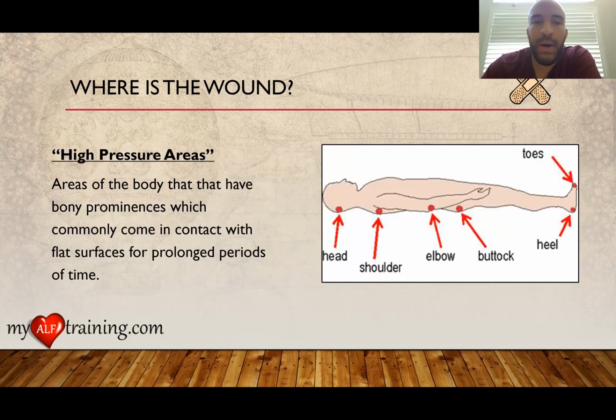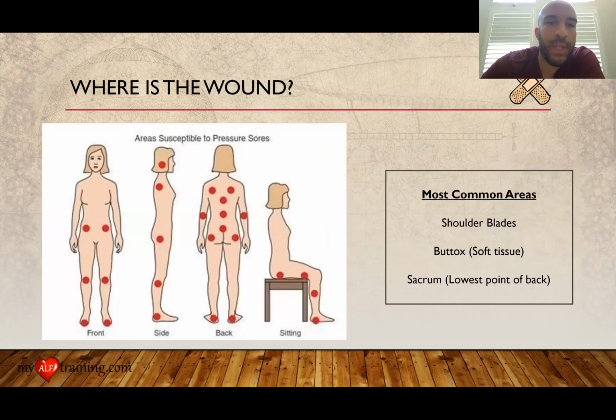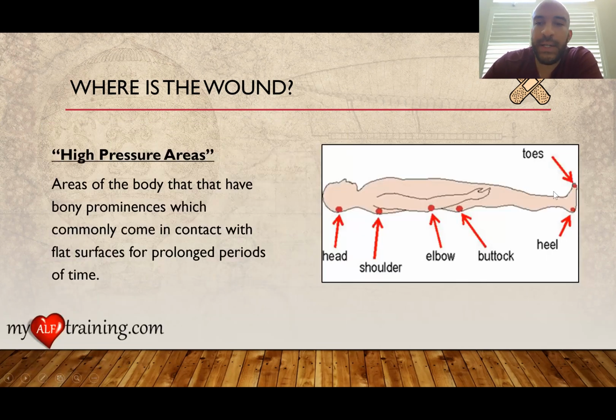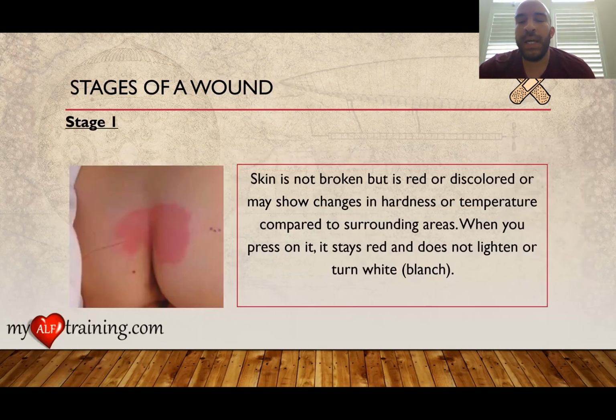And when we're talking about high pressure areas, we know that all of these areas here and these areas here, basically anywhere that the body is in constant contact with the surface is where we can find a pressure wound that can possibly occur. So we want to make sure we're doing a full scan of the patient's body. Okay?